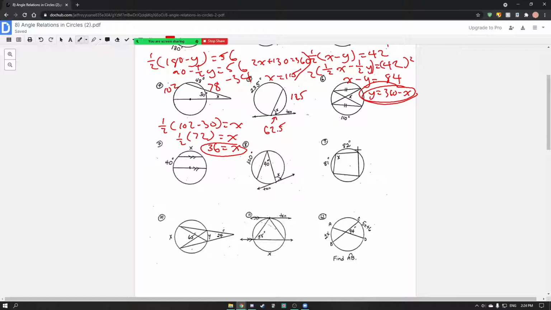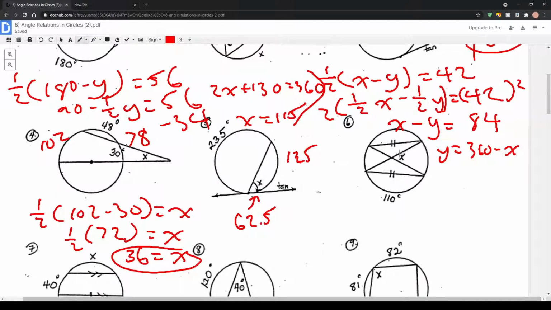Okay. Move on to number 6. Here we're going to use the intersecting chord theorem, and we take half of this arc and half of this arc to find the intersected angle here. So that'll be 55 plus 55, because these are both congruent chords. That means their corresponding arc will also be congruent. So this will be 110.